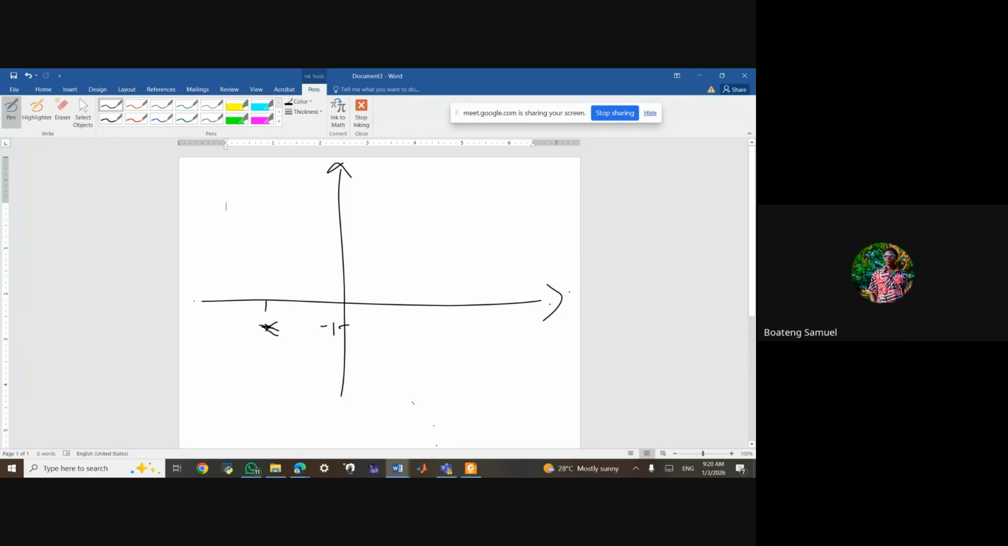I think with him, it resembles something. Okay, so this is the graph.